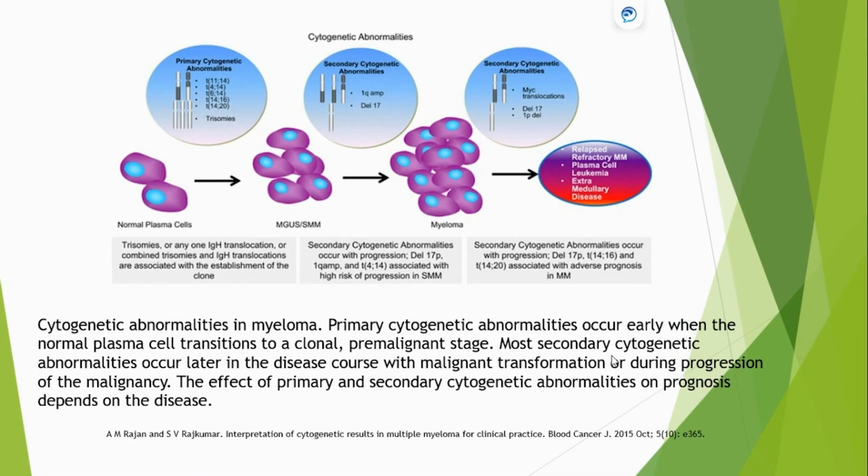I'm choosing this image from this nice paper in blood cancer. There are terminologies used in some papers that are not, I would say, accurate cytogenetics terminology. I'm using the cytogenetic terminology rather than the popular one. Here, on the first box under the image, you can see that it says trisomies or any of the IGH translocations.